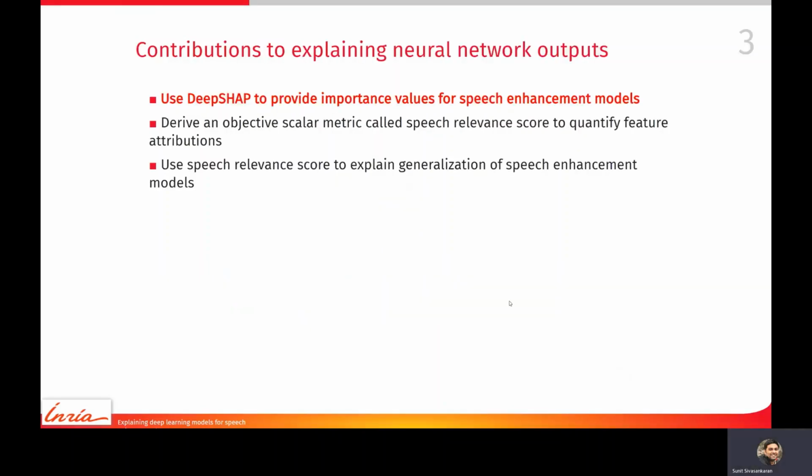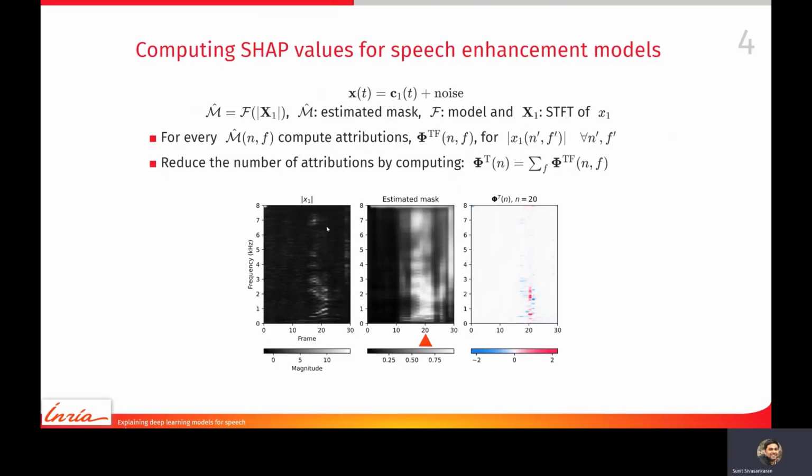The contribution of our work is threefold. The first one is we used DeepSHAP to provide importance values for speech enhancement models. So for example, if this is the input spectrogram and this is the estimated mask, and you want to obtain the feature attributions for this particular time frame, this is what the DeepSHAP value will give us. So these time-frequency bins are important to estimate the values of the mask at this particular time frame here.